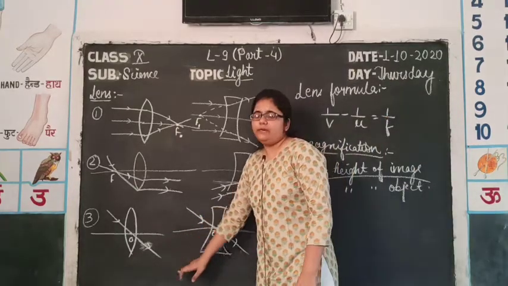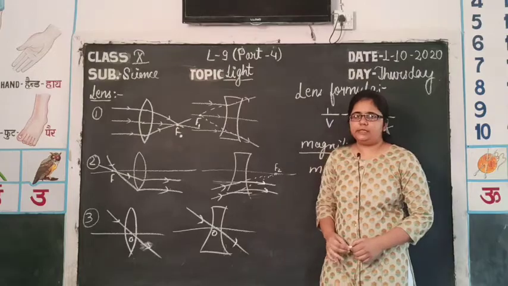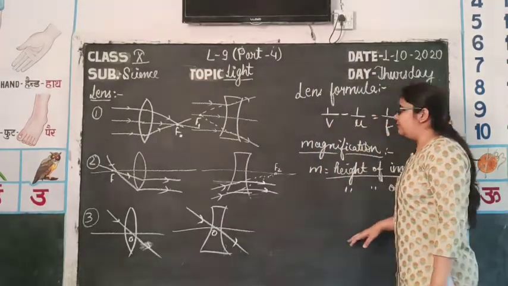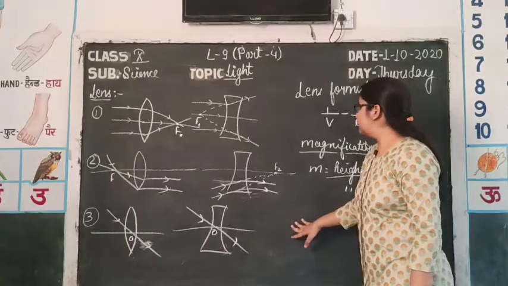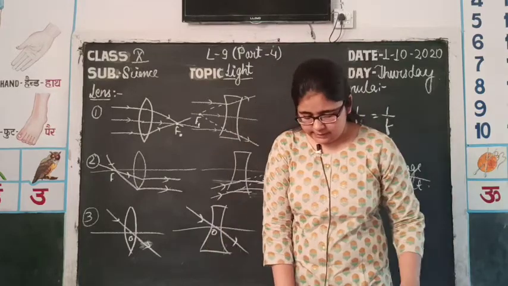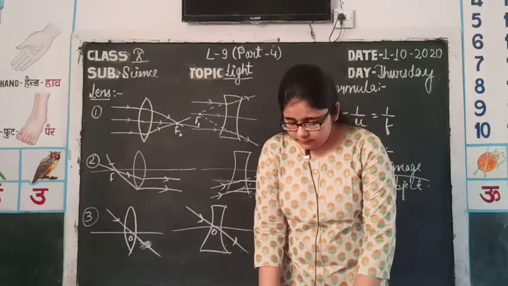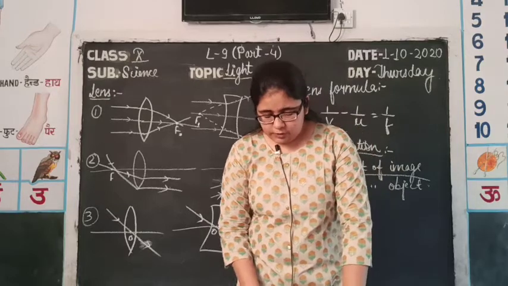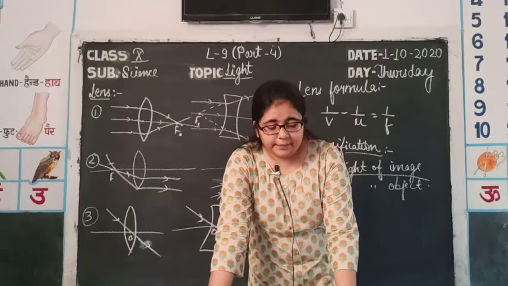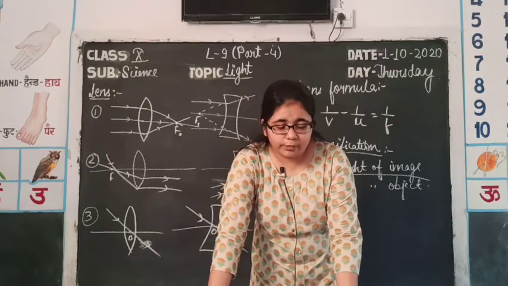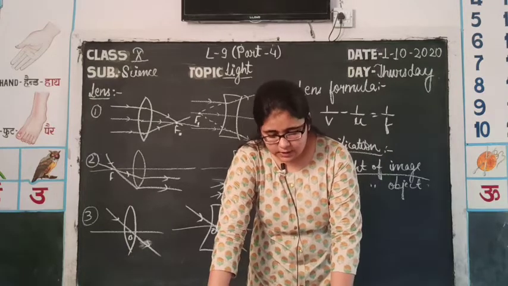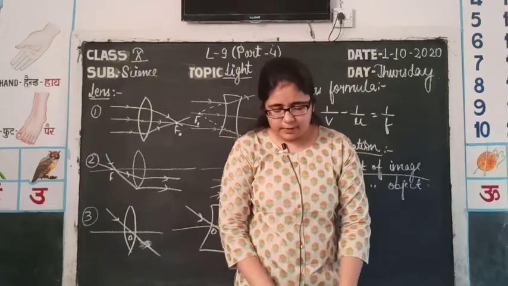The third law is, when light passes through the optical center, I have told you that it will be refracted undeviated. There will be no deviation in the third case. So these were some common rules of image formation in lenses. Now in your book on page number 121 and page number 122, one table is given, that is Table 9.4, and some figures related to image formation by convex lenses. So let us study one by one.